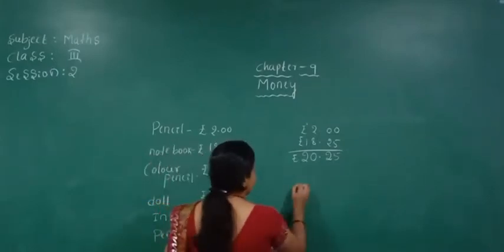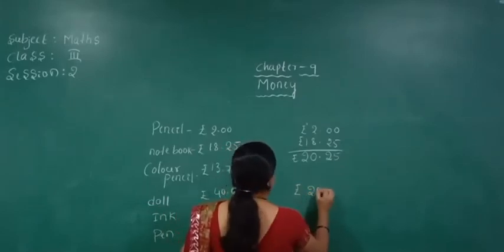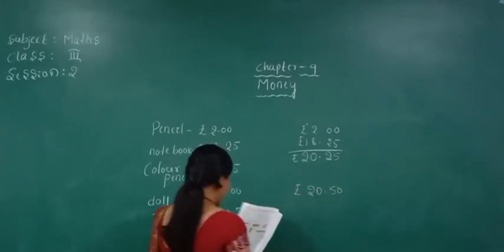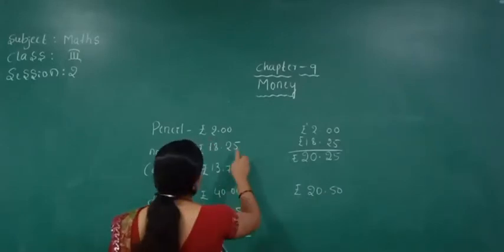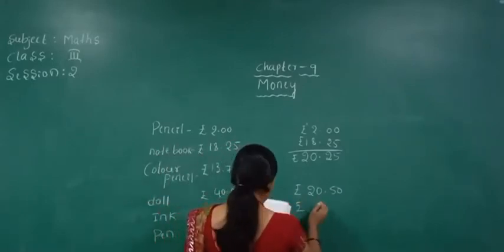Same way, next, one ink bottle. The ink bottle price is rupees 20.50 paise. The next one, and one notebook. The notebook price is given here.